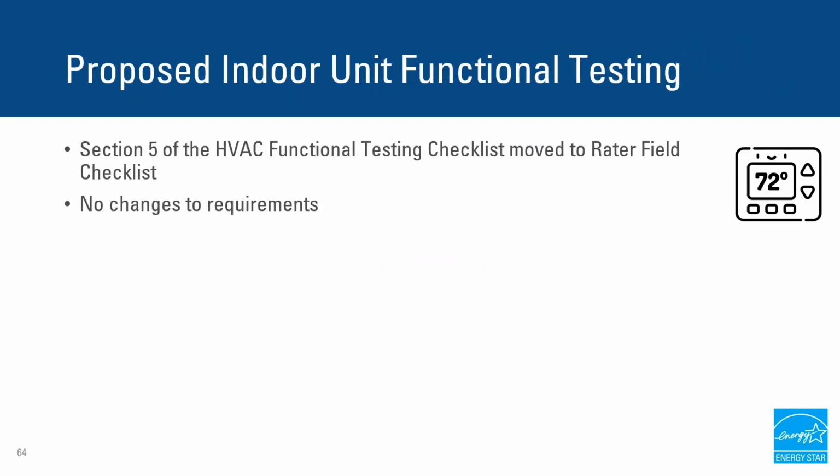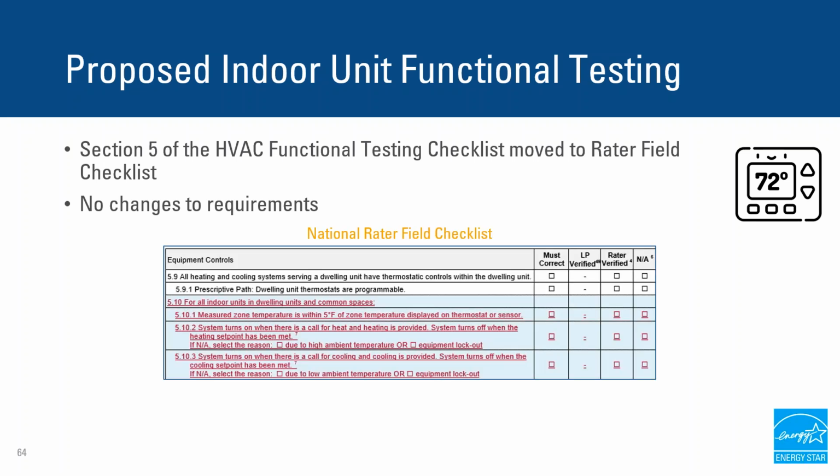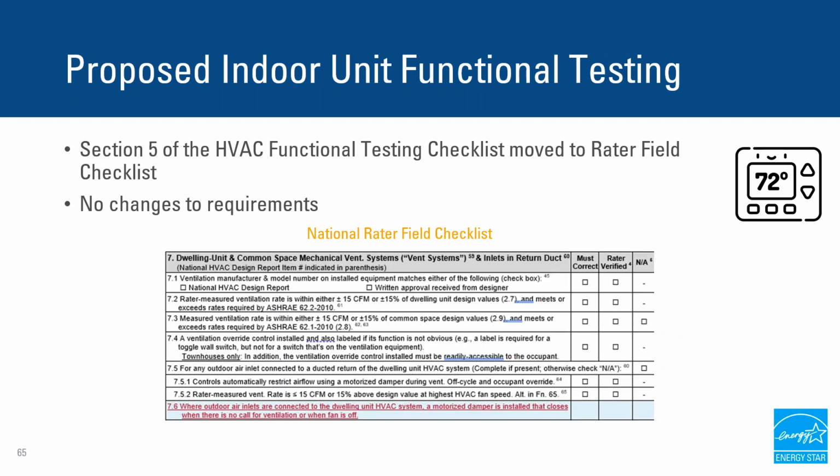Moving on to the indoor unit functional testing. So section 5 of the functional testing checklist will be moved to the radar field checklist. No change to the actual requirements, but this means that you don't need to fill out that functional testing checklist for most buildings unless you have those large central systems. And so it will be included in section 5 of the radar field checklist now for most items. And then one item will be moved to section 7 for the ventilation section.